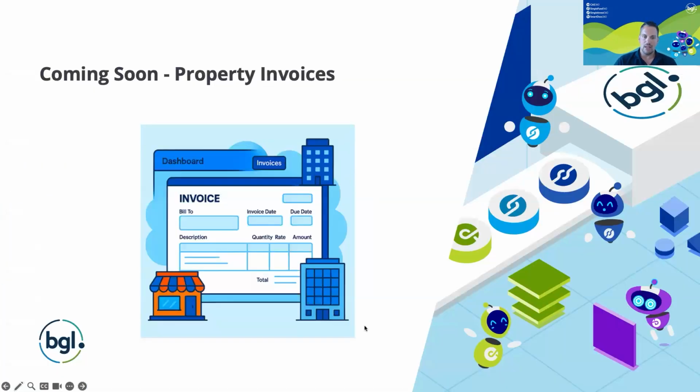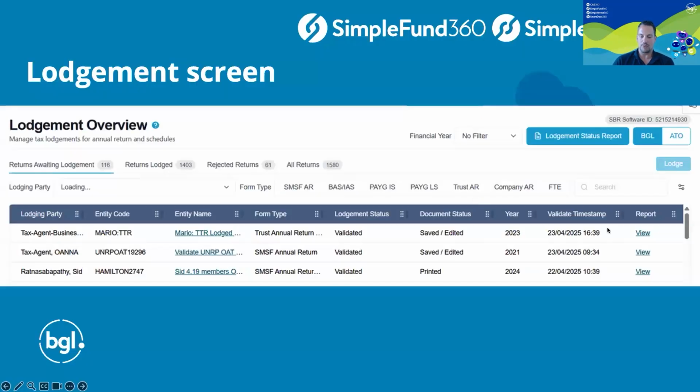Okay, so that covers the major changes in the last few releases. What's coming soon is that we will allow the property dashboard to issue invoices where the property is self-managed, in terms of an agency or tenant management. You're able to issue and track invoices for properties. That should be released very soon.